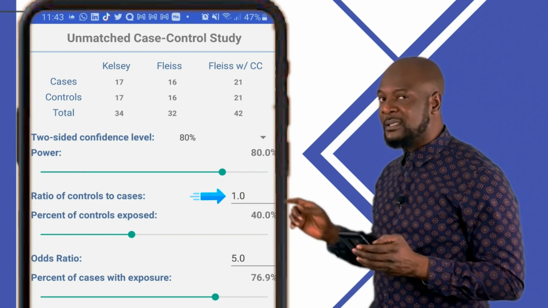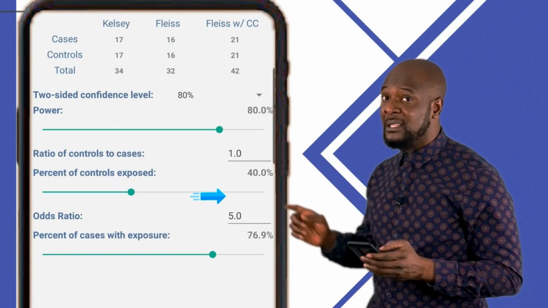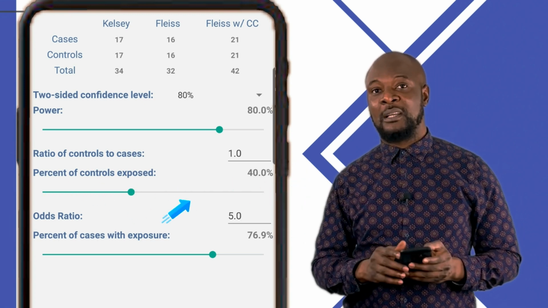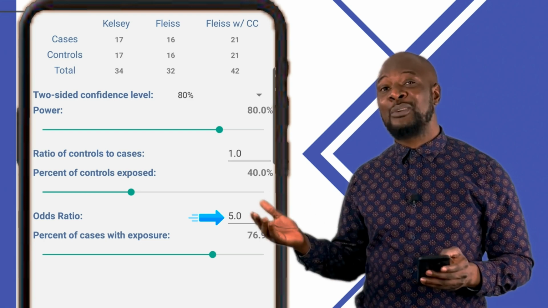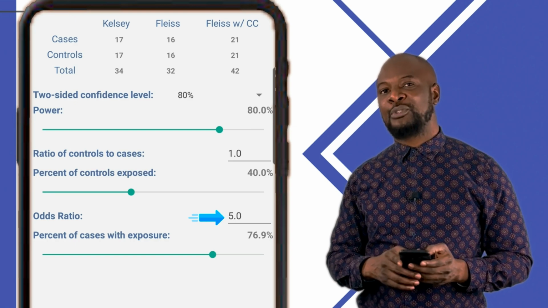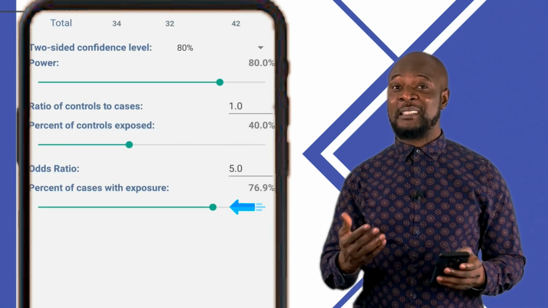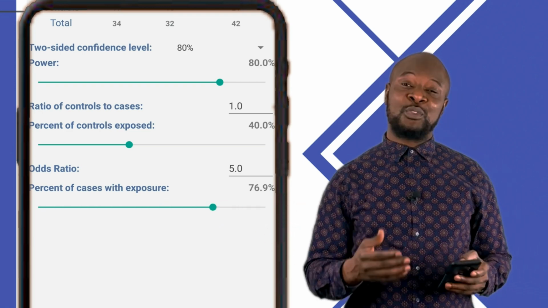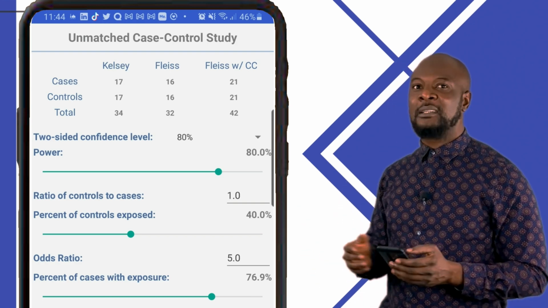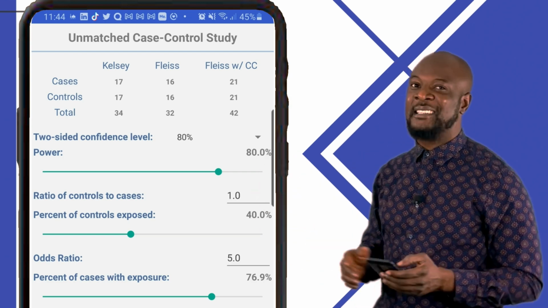Then you see a space where we can enter the ratio of controls to cases. And then you see a second slider. This second slider is for the percentage of controls exposed. And then a space again, and this allows us to enter the odds ratio, if we have that data from previous studies. And lastly, but definitely not the least, you have the last slider for the percent of cases with the exposure. So how the software works is when we put in all the required parameters, we just need to go and check the results at the results table. Very simple. So let's go ahead and plug in these values.